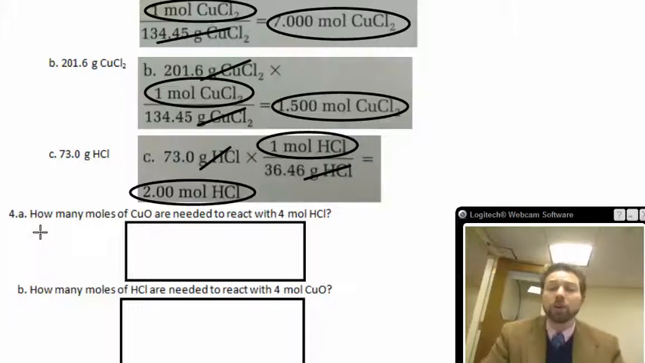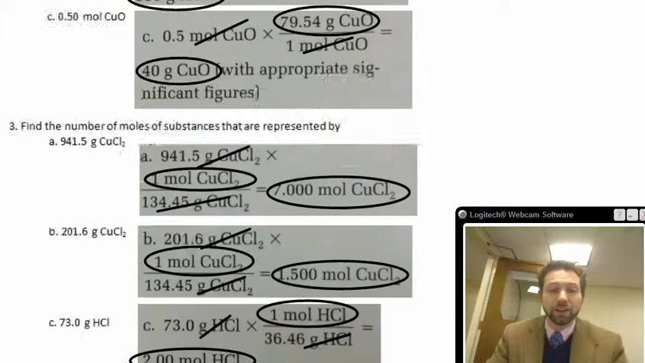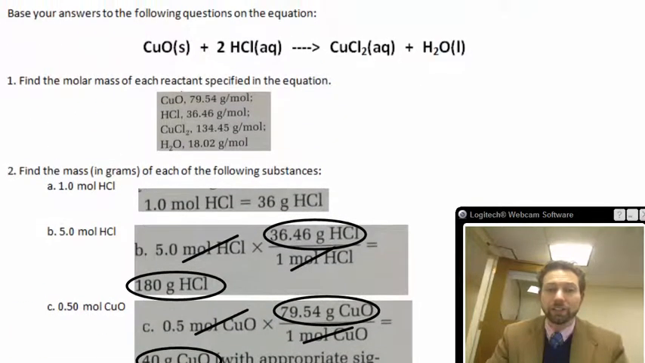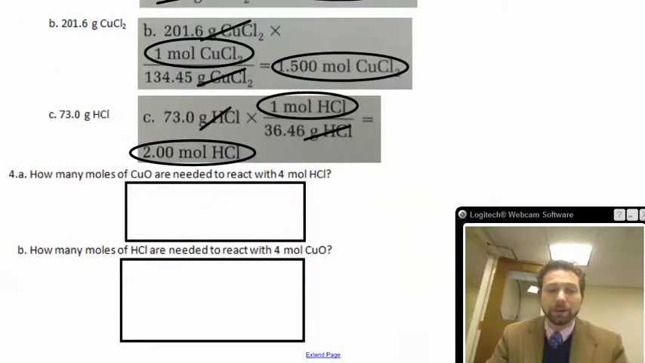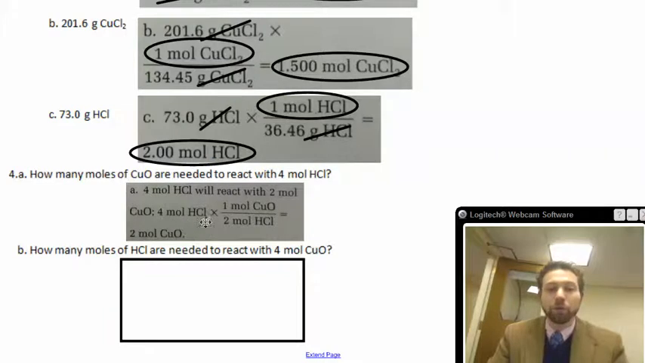Number 4, how many moles of copper oxide are needed to react with 4 moles of hydrochloric acid? Well, if we have 4 moles of hydrochloric acid, and in the equation we have 2 moles here, for every 1 mole of copper oxide you need 2 moles of hydrochloric acid, then we need 2 moles of copper oxide.